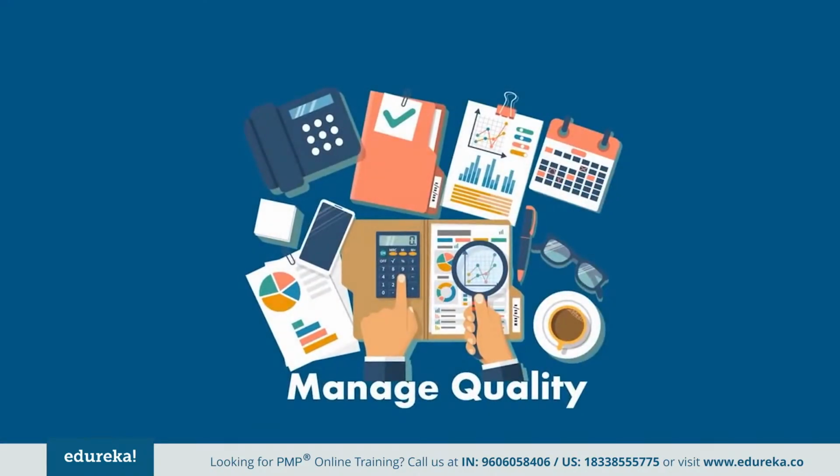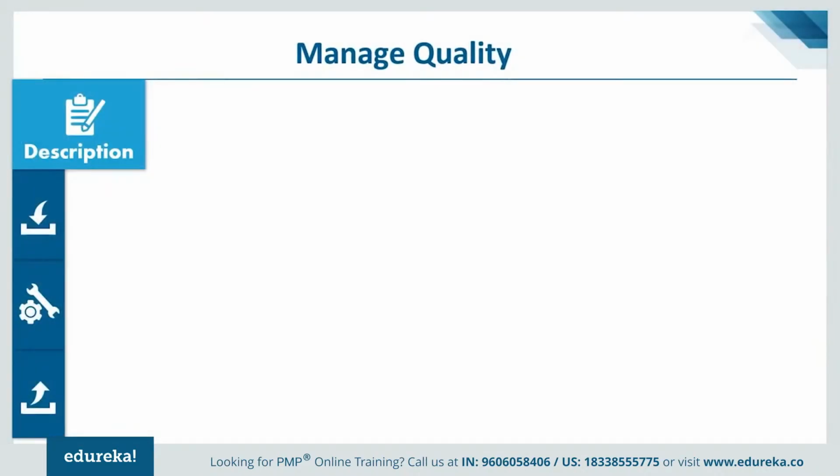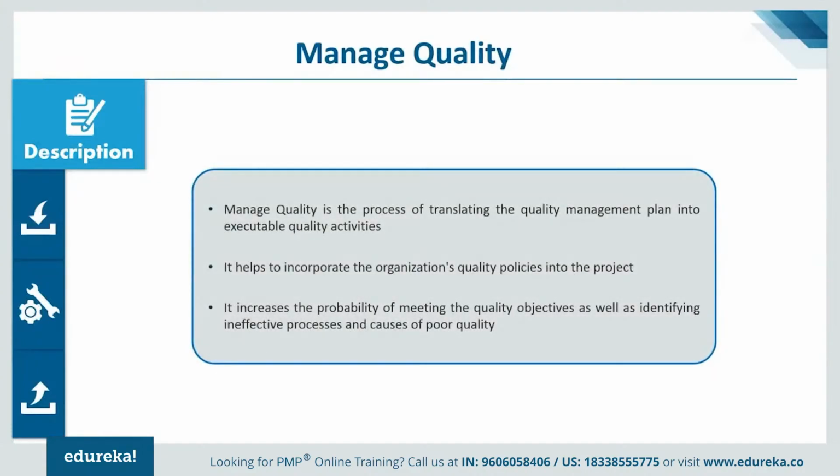Let's now talk about manage quality. So as a part of quality management, we have plan quality, and then the second part is about manage quality. It's all about execution. Now, since we have a plan in place, it's time for us to execute that plan. Let's talk a bit about it. It's all about translating that plan into your executable quality activities. So whatever we have committed to through this plan, now we have to execute that. It will also help us in making sure that the quality policies are embedded into the project. And that is certainly the responsibility of the management to make sure that all the teams are embedding the quality policies into their project plans, etc.